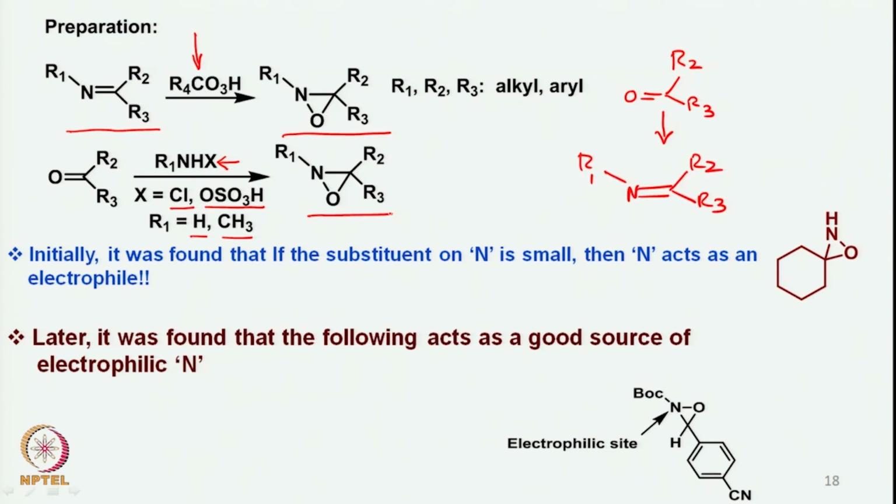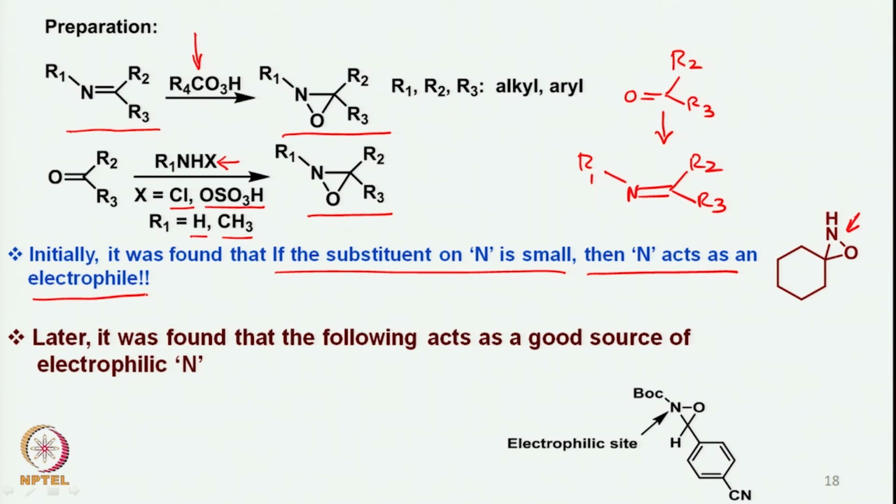Initially it was found that if the substituent on nitrogen is small, somewhat like this, a hydrogen or a methyl or acetyl, a small group, then nitrogen acts as an electrophile. Unlike dioxirane, which is dimethyl dioxirane or any other dioxirane, here there are two different possibilities. One is oxygen as an electrophile, the other is nitrogen as an electrophile. Therefore, one has to be a little bit careful. So, it is always possible that nitrogen can get transferred instead of oxygen, or oxygen gets transferred instead of nitrogen.